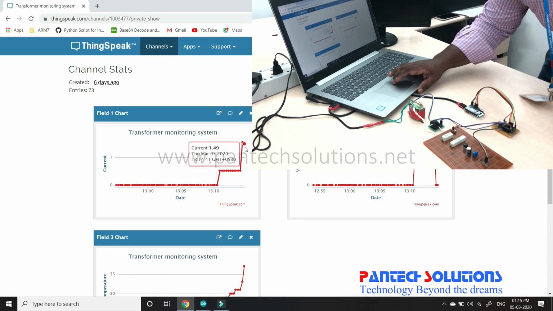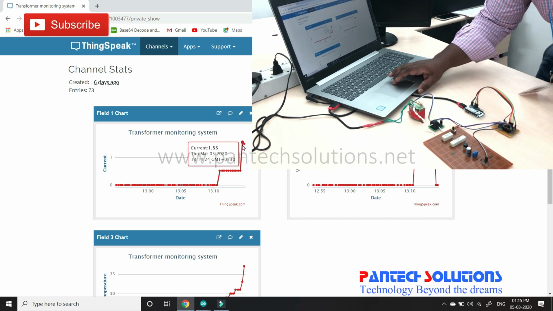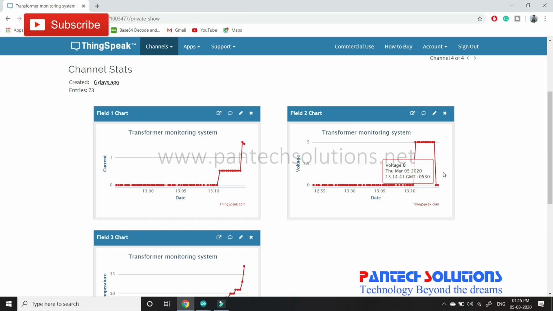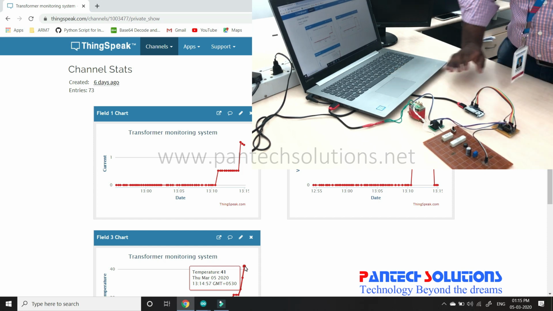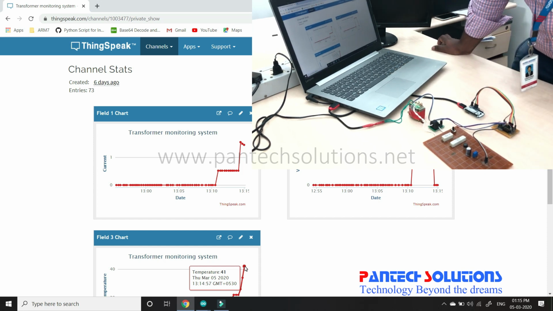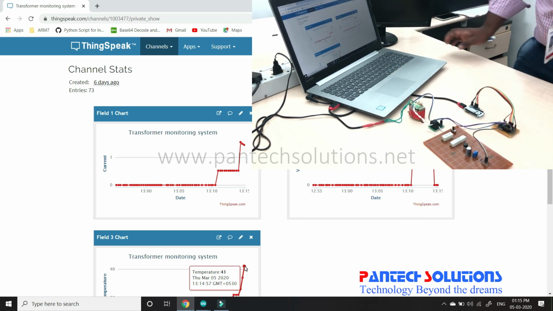Here it is showing 1.49, 1.5 as the current rating, voltage is 0 and temperature is 41. This is the working procedure of the transformer monitoring system.